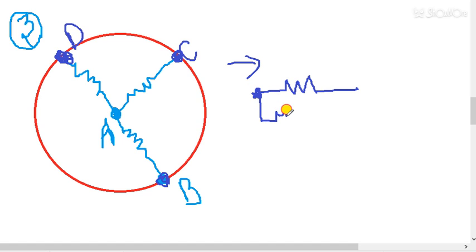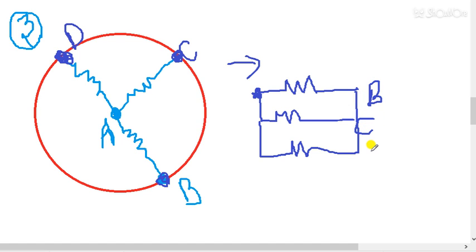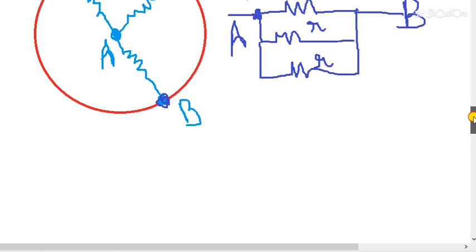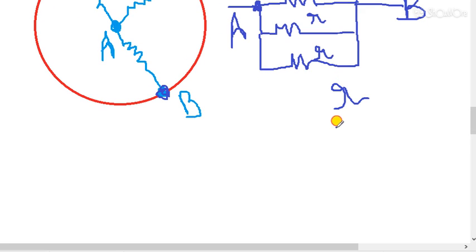Point A is connected with the resistance, then another resistance. So this will be the circuit. This can be point B, C and D. As these three have the same potential, we can simply call them point B. So this is the common point B and this is the common point A. Every resistance is R, and these three are in parallel, so the equivalent resistance will be R by 3.